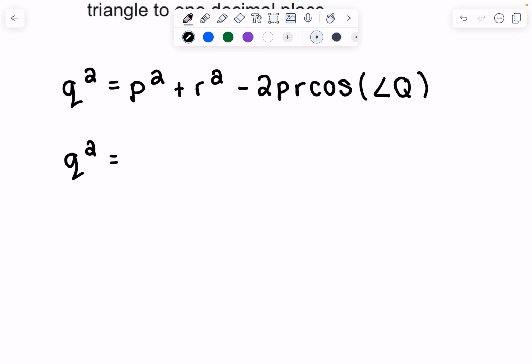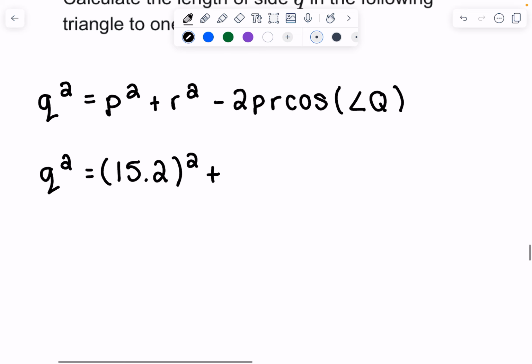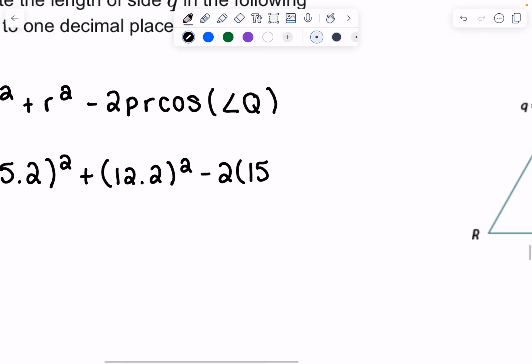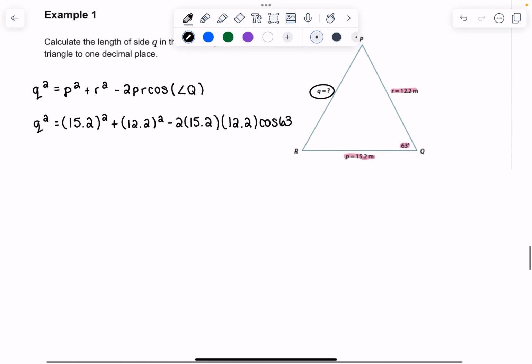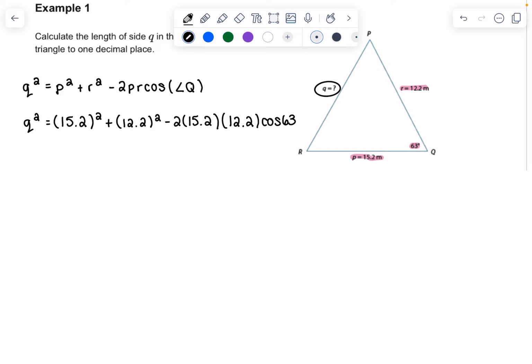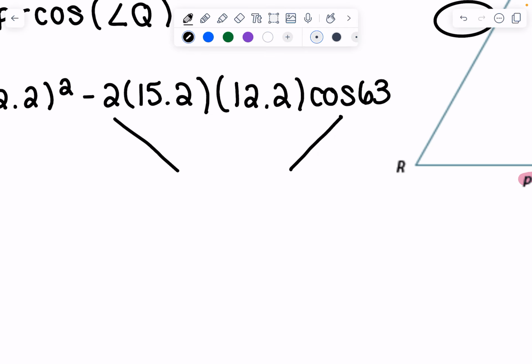So our value of p is 15.2 squared plus your r squared, which is slightly shorter at 12.2, minus 2 times p times r, and the cosine of your only angle that you're provided in this case, which is just the angle across from the unknown q, which is 63 degrees. If you're using a good calculator, you should be able to type this entire thing in and it should give you a result. This is all multiplied. So it's minus 2 times 15.2 times 12.2 times cos of 63.